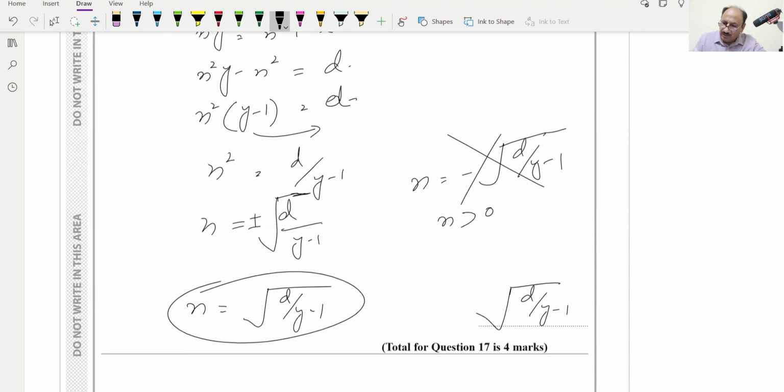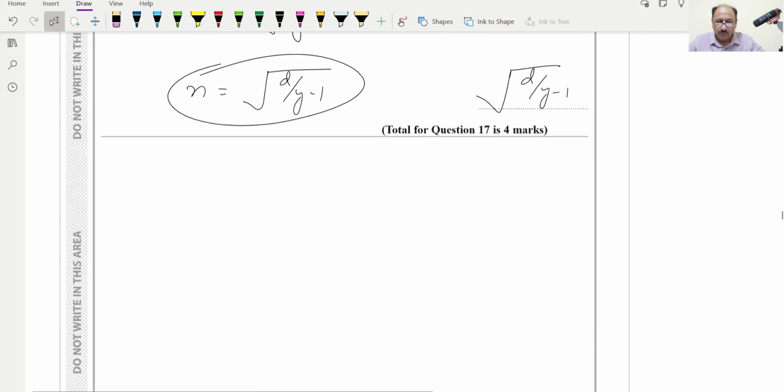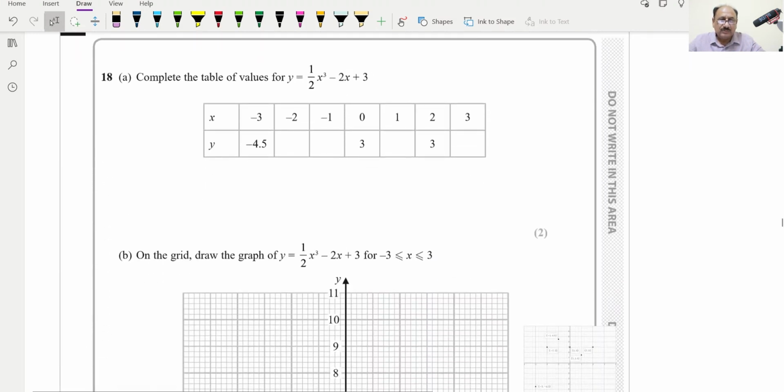So keep in mind, if you write plus minus here, that will be taken negatively and it will be penalized and your marks will be deducted. So only plus you have to provide over here. Hopefully you understood this. Now question number 18.